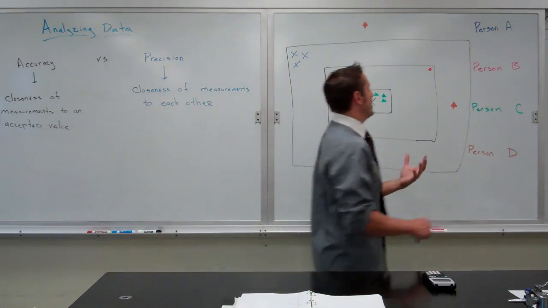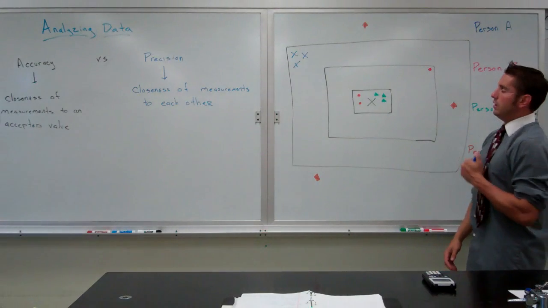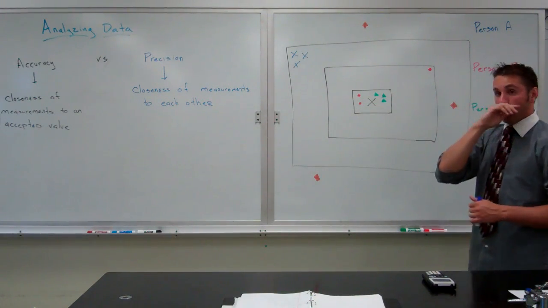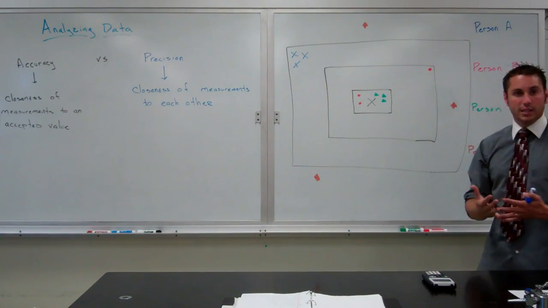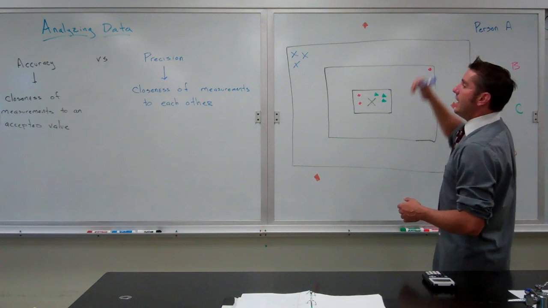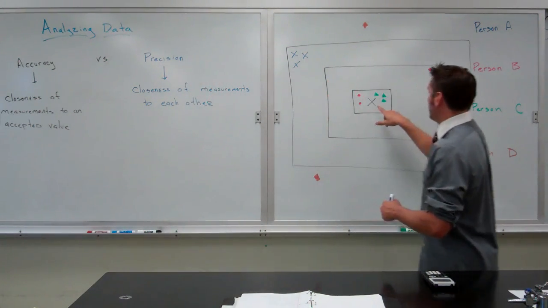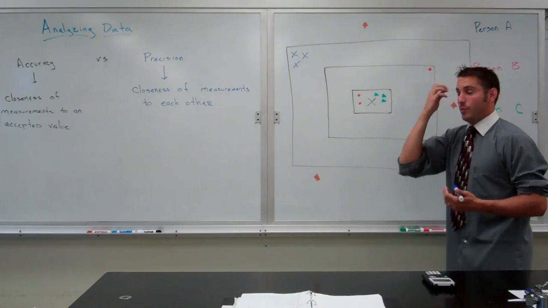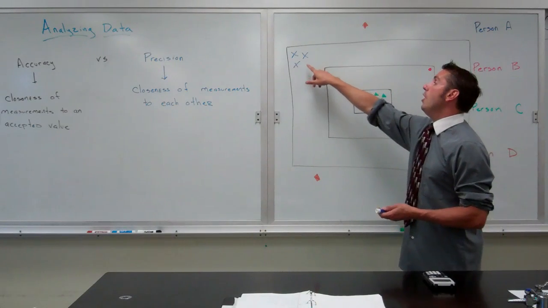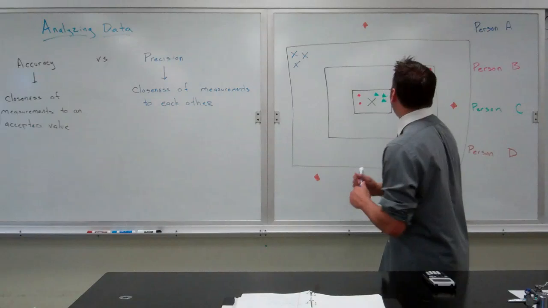So if we look at person A, they threw these 3 darts, so to speak. The X right here in the middle is our target. That is the correct location that we wanted to hit. So if we looked at person A and said, are they accurate? Are they close to the accepted value, which is the X? The answer most likely would be no. They didn't get in the inner circle. They didn't get into the second inner circle. They barely got into the third most inner circle. So they are not very accurate.